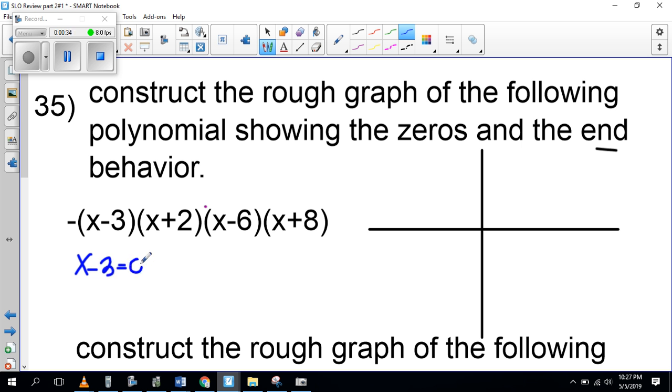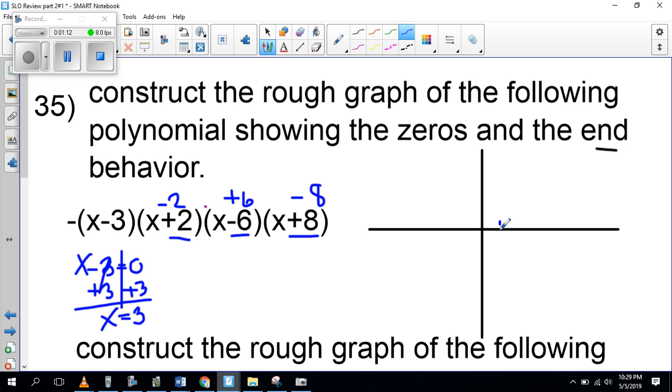So here's my first one. I said x minus 3 equals 0. I'm trying to get x by itself, so I add 3 to both sides, and I get x equals 3. Everybody should know an easier way is just to change the sign. So this positive 2 becomes negative 2, this negative 6 becomes positive 6, and this positive 8 becomes negative 8. And all I'm going to do is graph that on the number line.